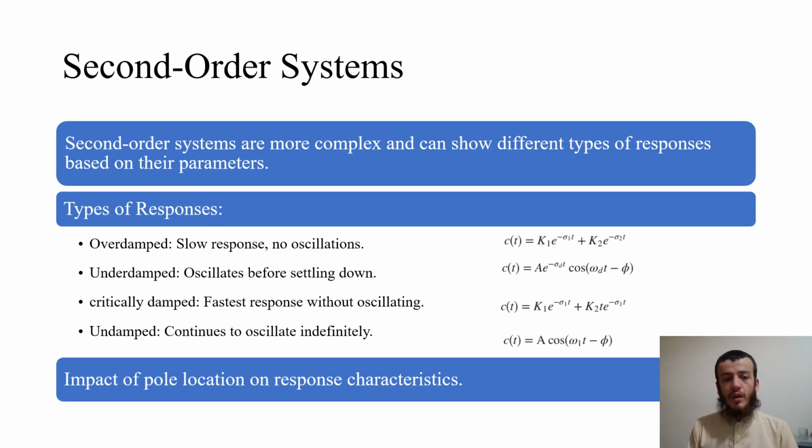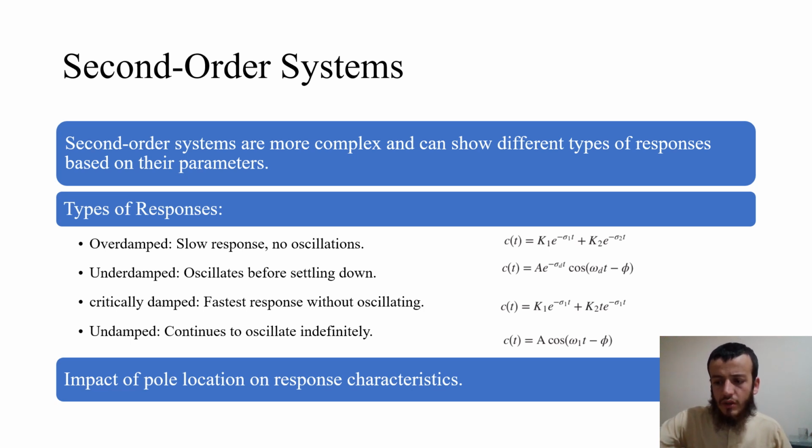Second order system. A second order system is a little more complex system that shows different responses based on its parameters. We will have some responses here: overdamped, underdamped and critically damped. We will have a short description of each in the following.